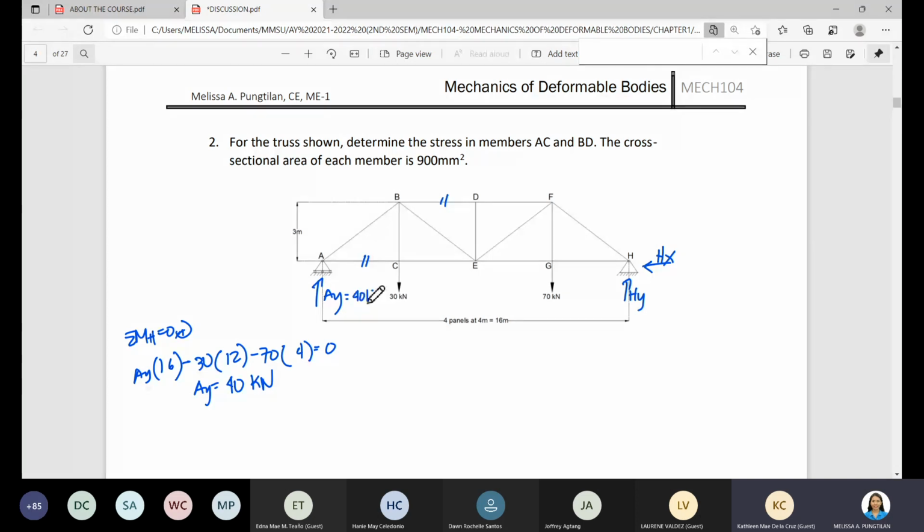So, taking the summation of forces along y direction is equal to 0, upward as positive. So, meron tayong 40 plus HY minus 30 minus 70 is equal to 0. So, HY now is equal to 60 kilonewton.